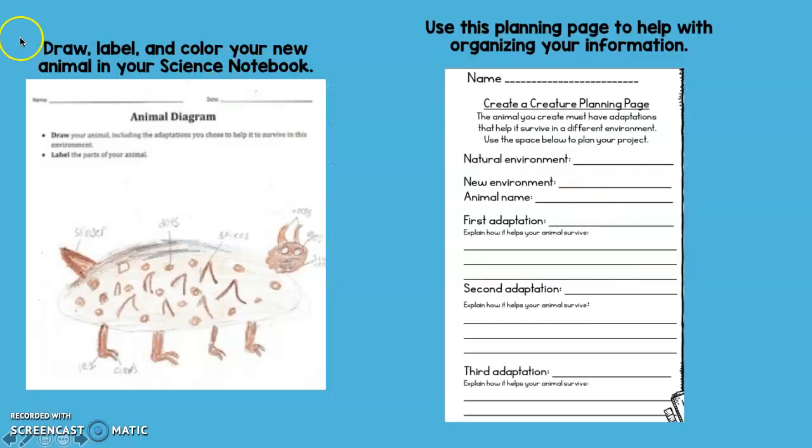So make sure you are drawing, labeling, and coloring your new animal in your science notebook. Even if you want to create a 3D one, you'll want to do this to help you label things and really understand your new animal. You're going to use this planning page to help with organizing your information. This will be on Seesaw to help you, and you can use the text box to enter your words on the lines.